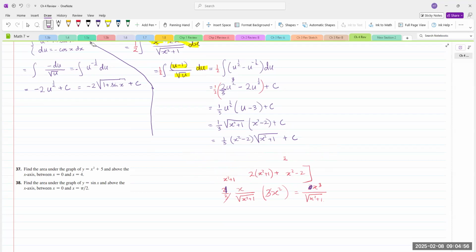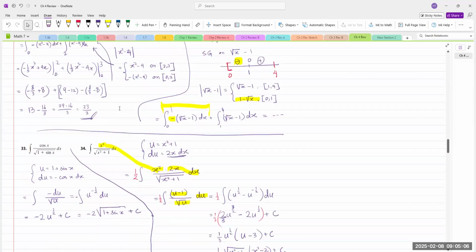Good thing I checked my work. Otherwise, I didn't realize I made such silly mistakes. Maybe because I did it too fast, though. Okay, that's for number 34.